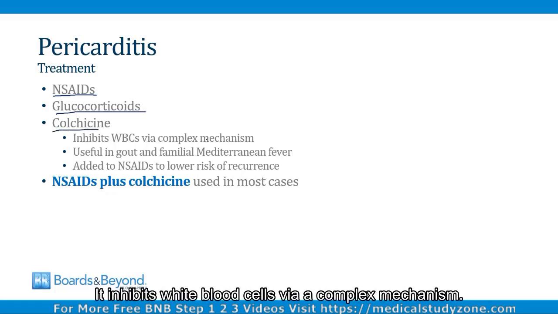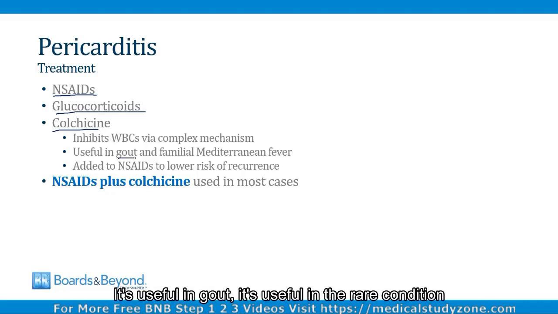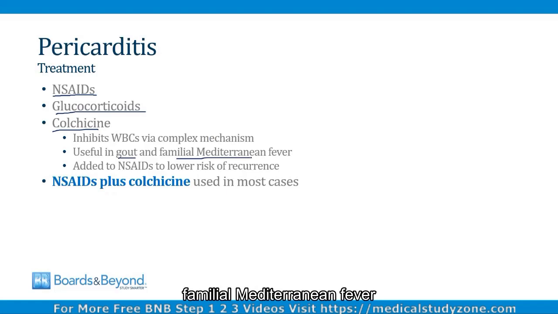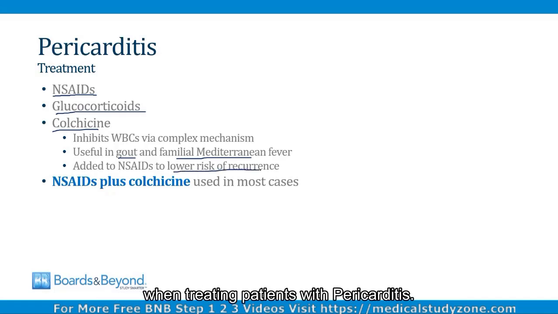It inhibits white blood cells via a complex mechanism, and it's really only used in a couple of niche circumstances. It's useful in gout, it's useful in the rare condition familial Mediterranean fever, and then its third use is in pericarditis. And there have been studies that have shown that if you add colchicine to NSAIDs, you lower the risk of recurrence of acute pericarditis when treating patients with pericarditis.